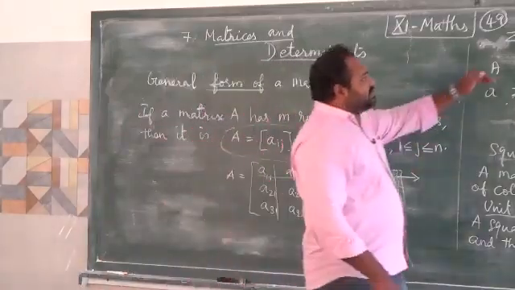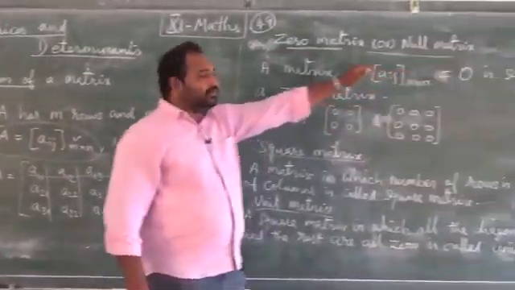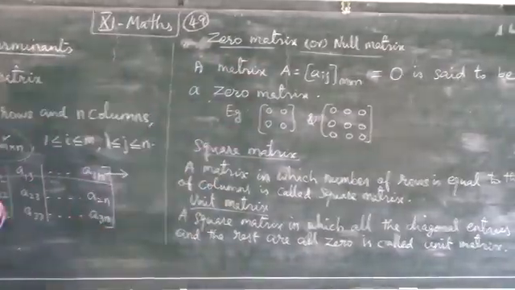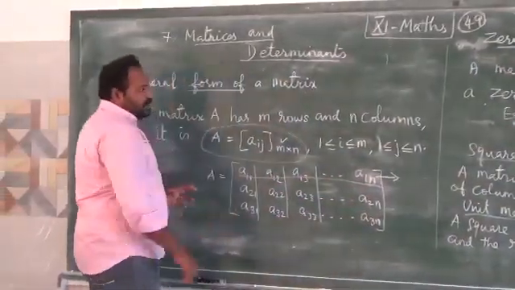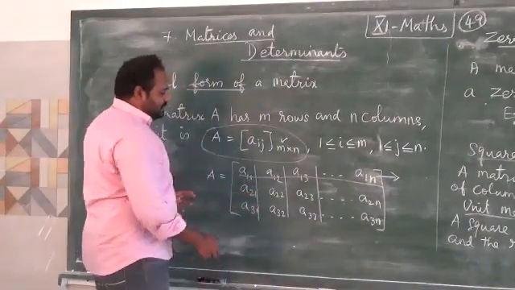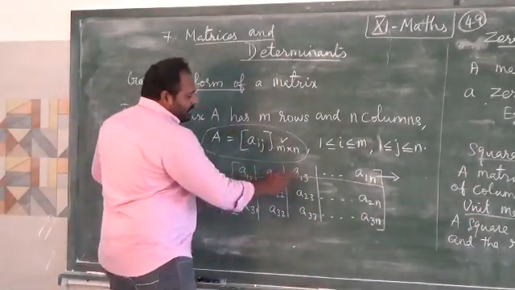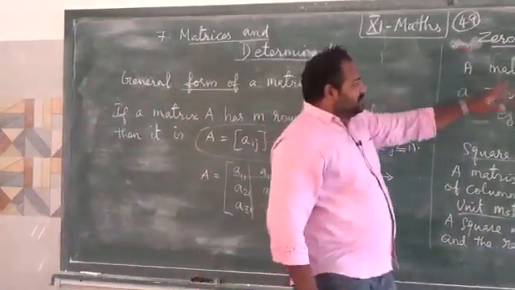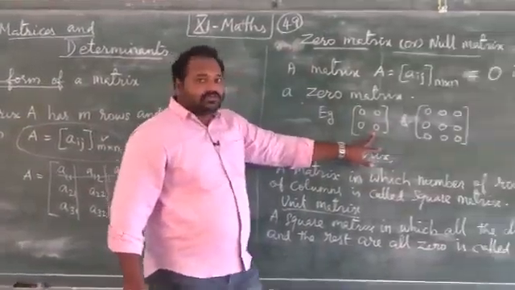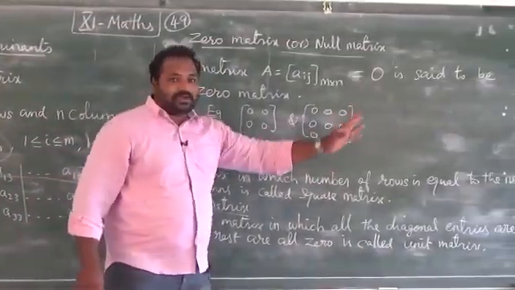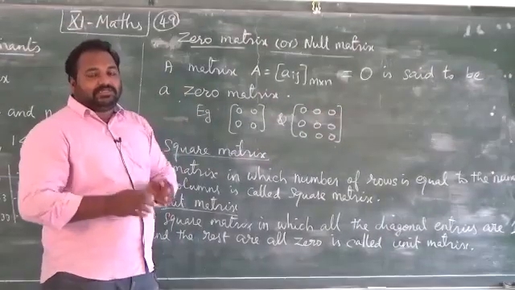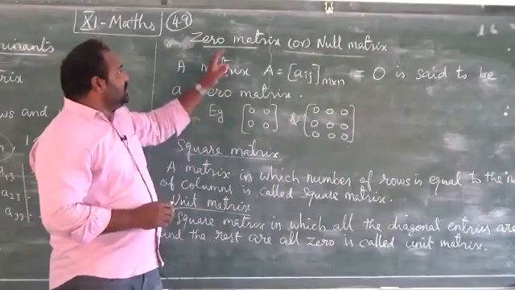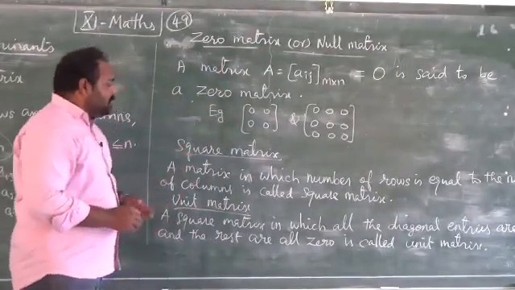Now next, zero matrices, also called null matrices or void matrices. What do we mean by zero matrix? If all the elements of the whole matrix are zero, it is called a zero matrix or null matrix. This is an example of a 2 cross 2 matrix and a 3 cross 2 matrix. Whatever the arrangement, if all the values are zero, it is called a null matrix or zero matrix.